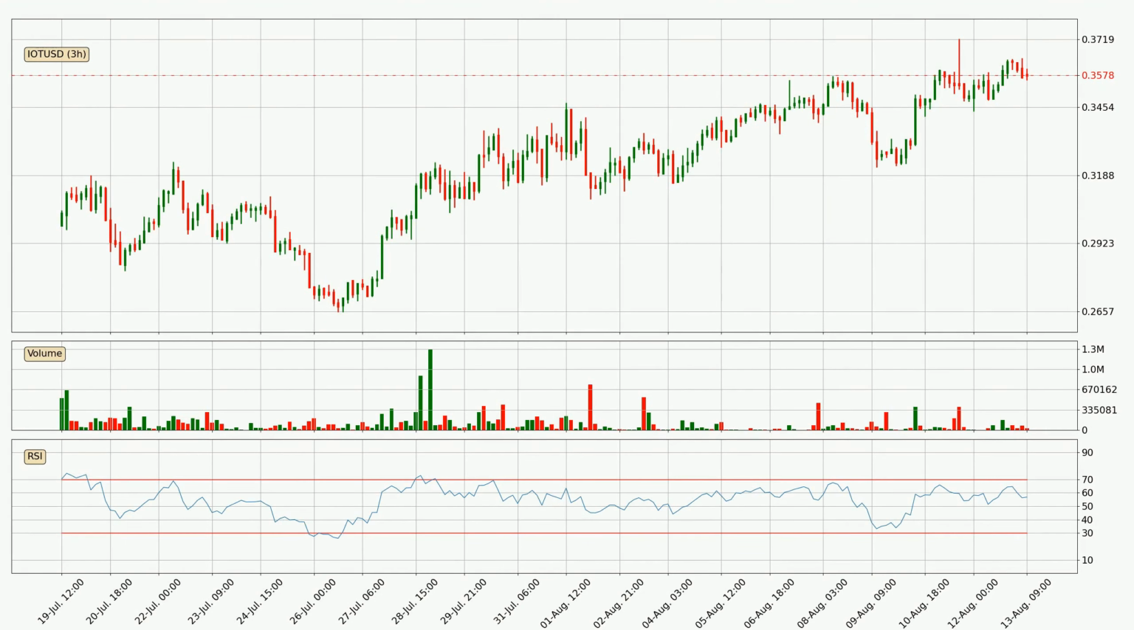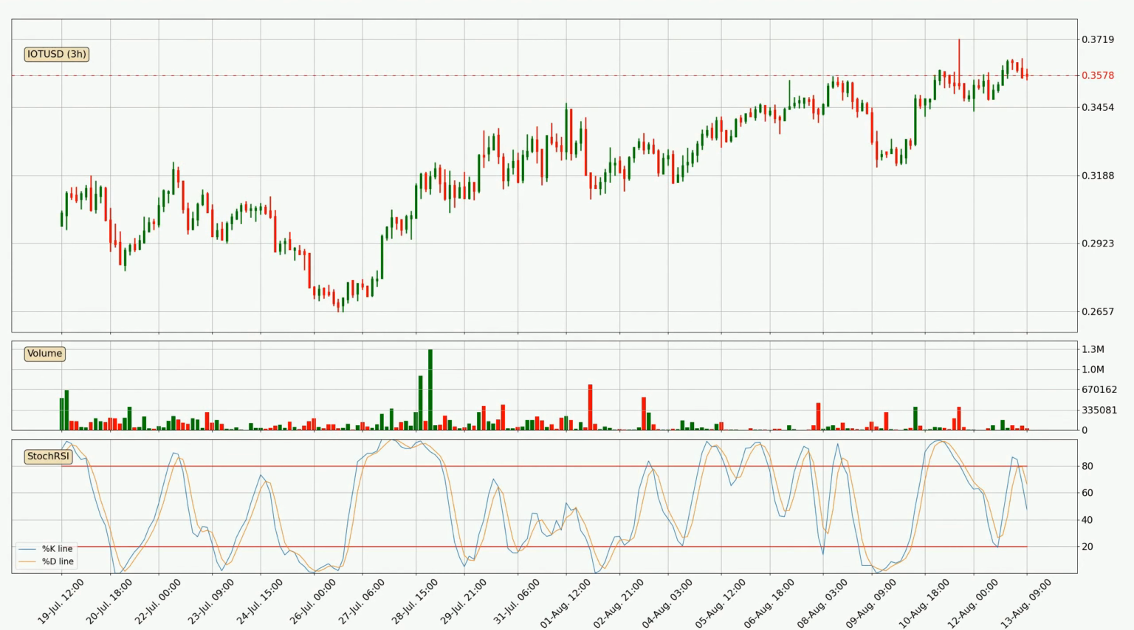Jumping to the 3-hourly relative strength index, the current 3-hourly RSI is at 57, so there are currently no signs of the crypto being overbought or oversold. Looking at the 3-hourly stochastic RSI, the stochastic RSI currently shows no overbought or oversold conditions, but the %K line is below the %D line, which means the current trend is on the downside.